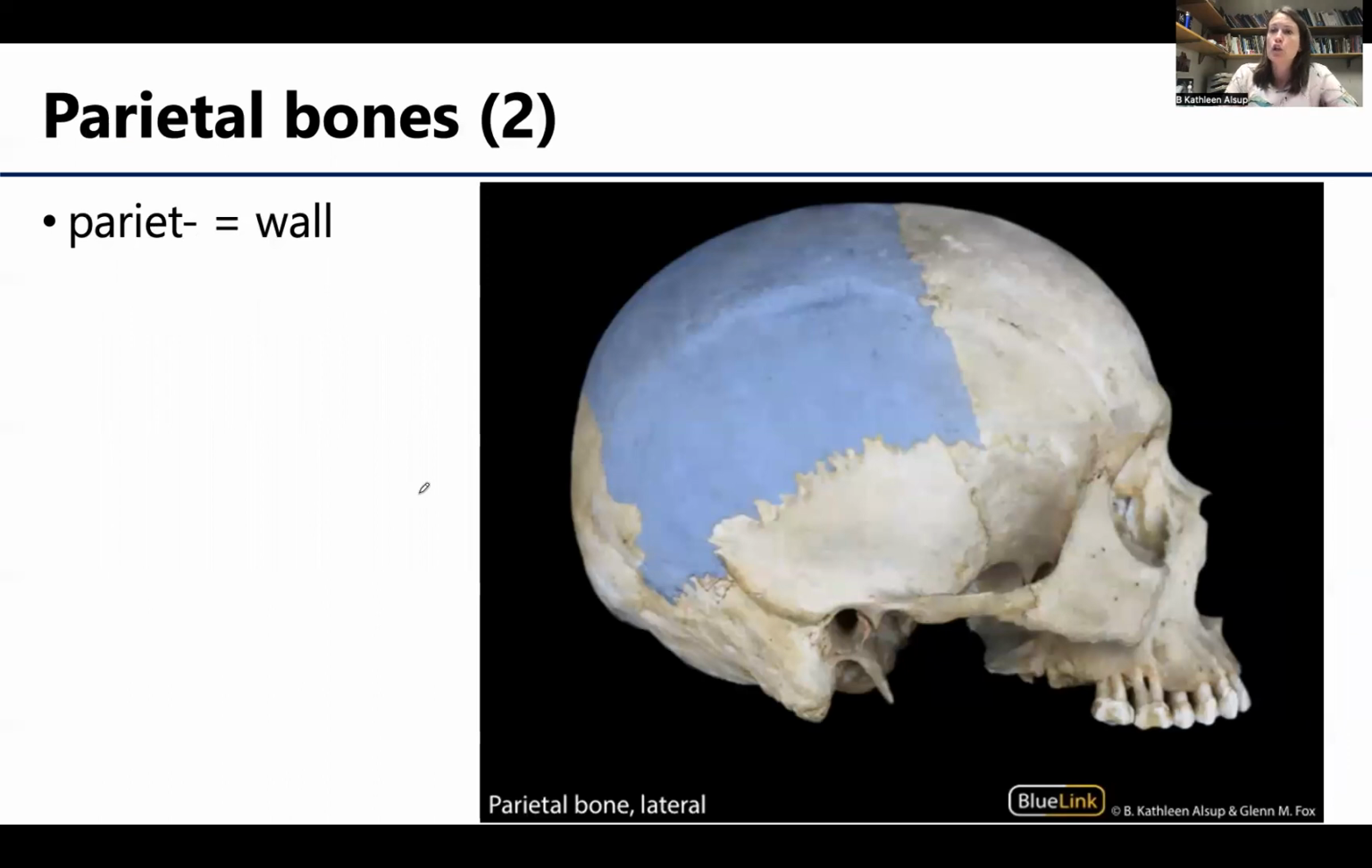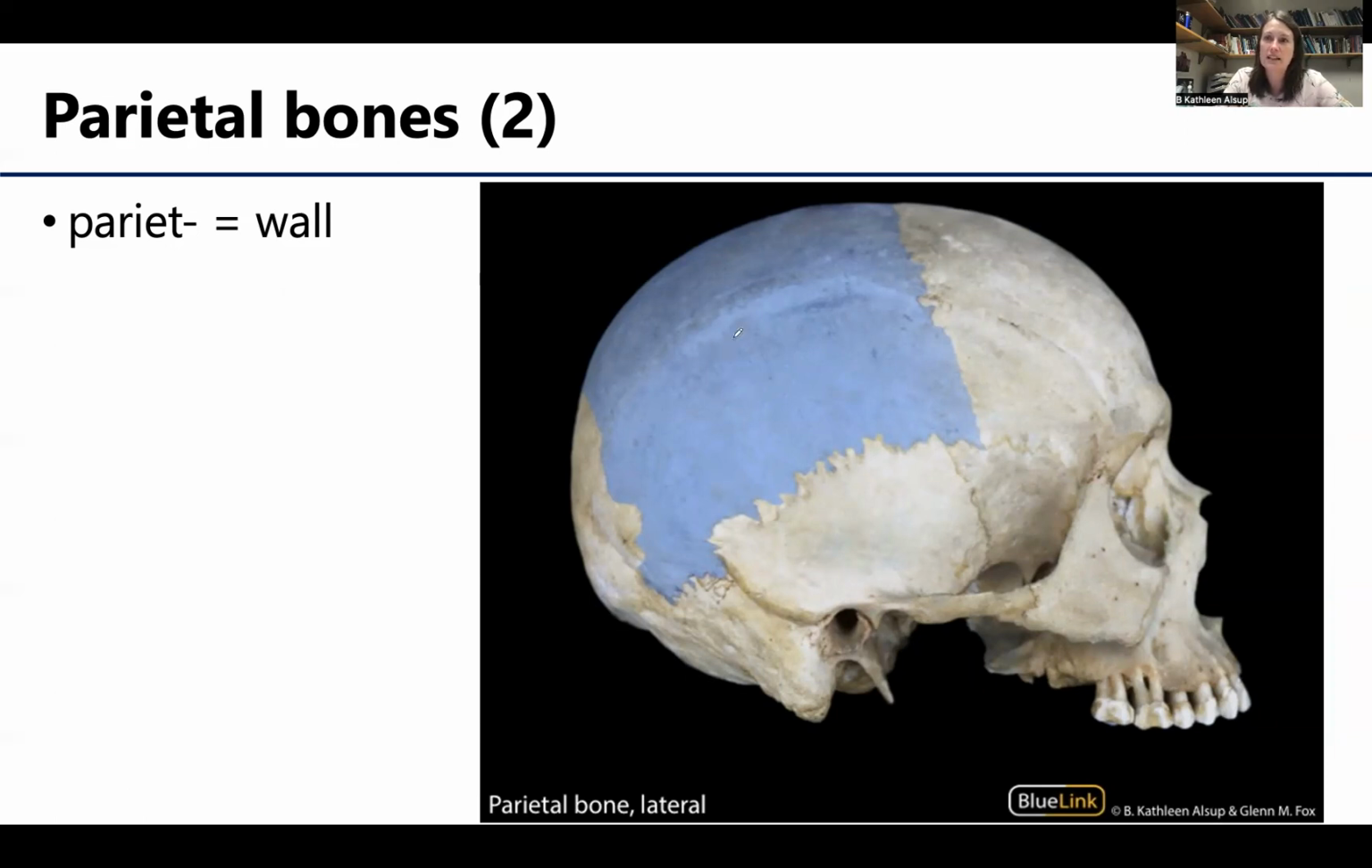Moving on, you are going to have paired parietal bones. And what I mean by that is you're going to have one parietal on each side. Obviously, we're looking at a lateral view, so we only see the one parietal bone. These are really fairly flat, certainly in comparison to some of the other bones. And they're usually fairly nondescript.